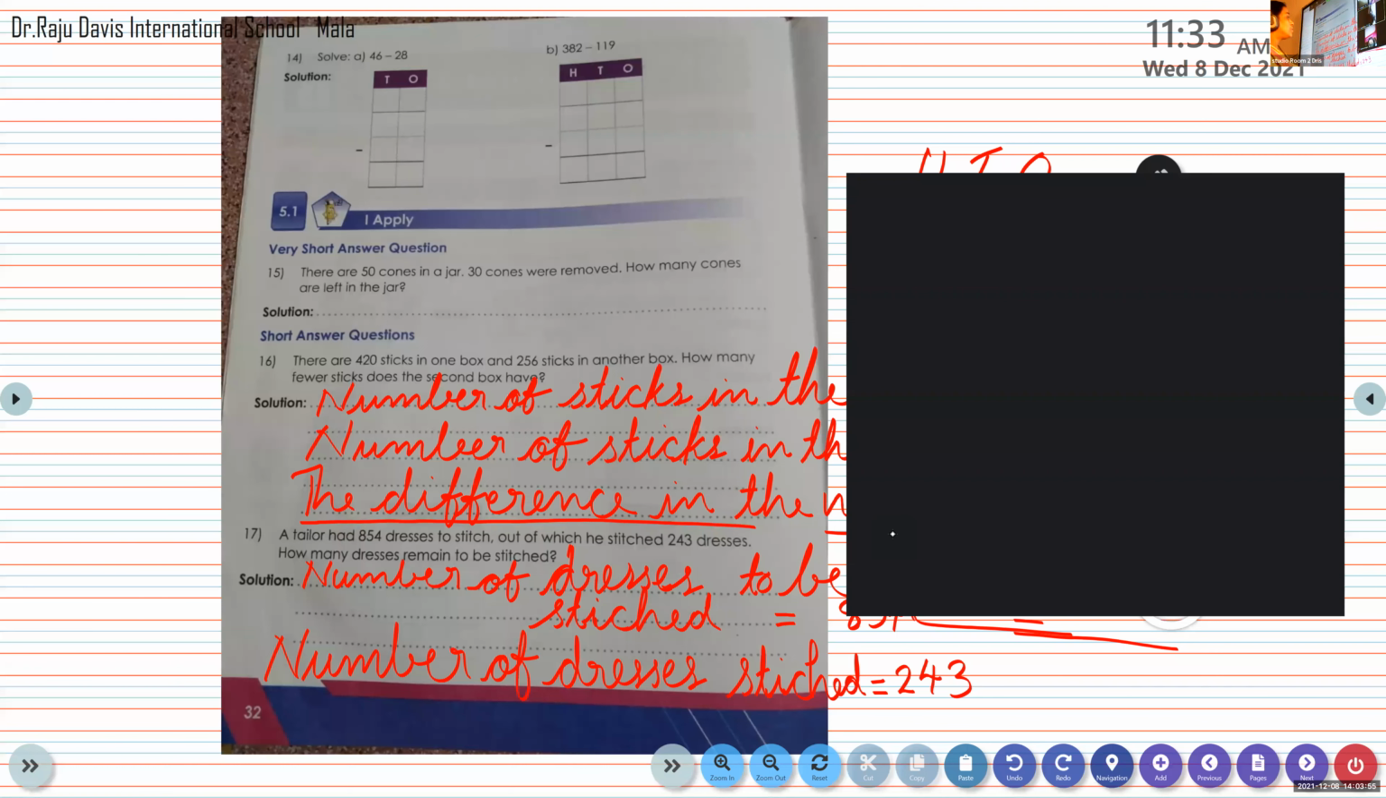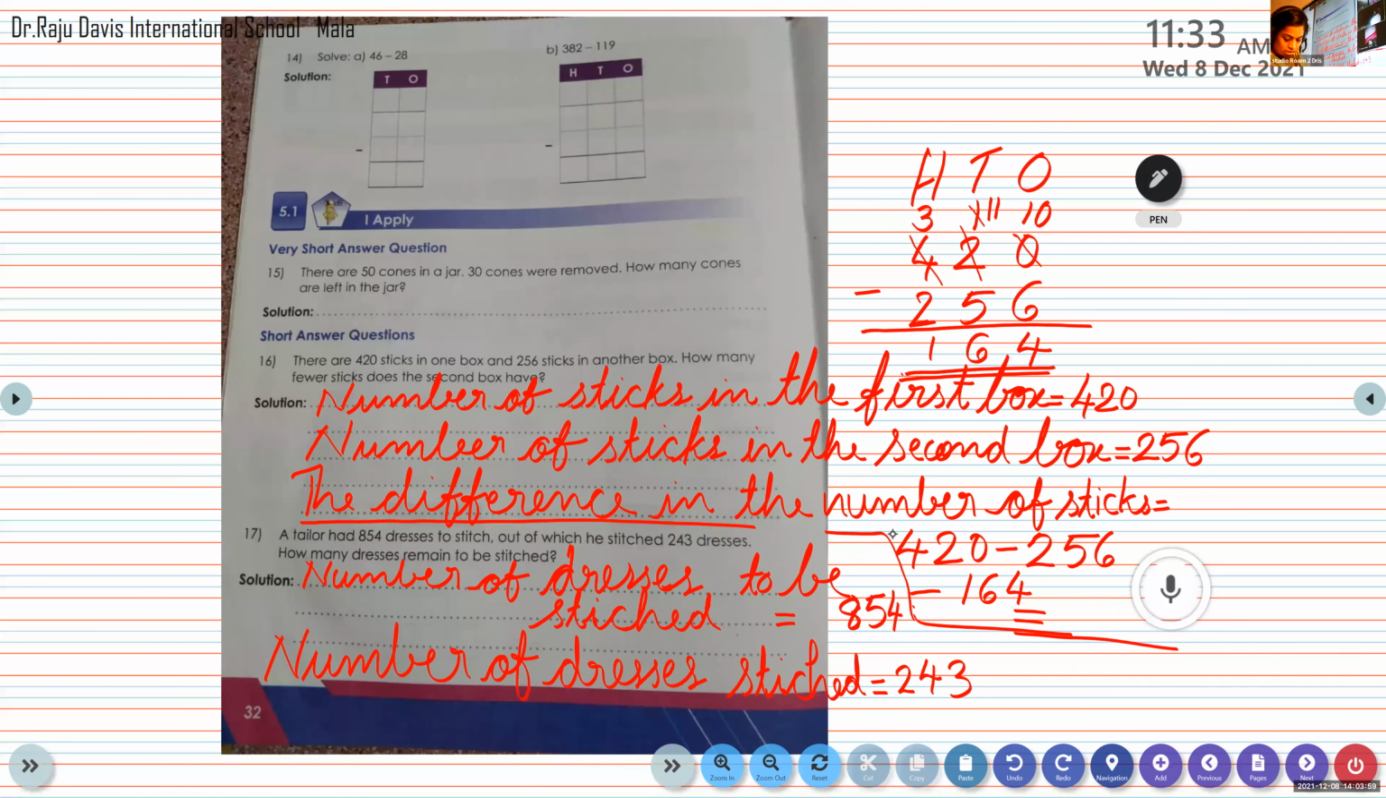Those who finish, you can complete the third step. You can write in the next page. The third step is number of dresses to be stitched. Ma'am, I have place here to write. But in the next page also some space is there. Then you can write it easily.